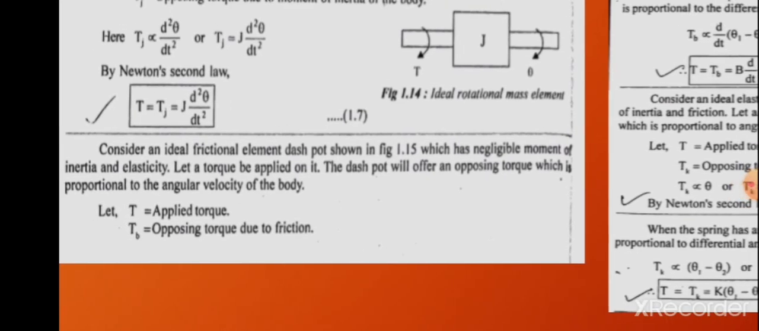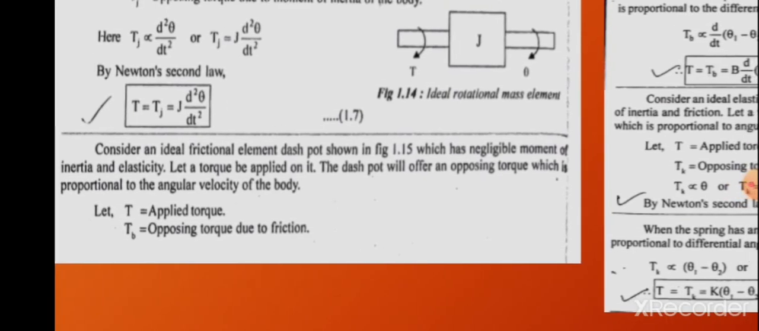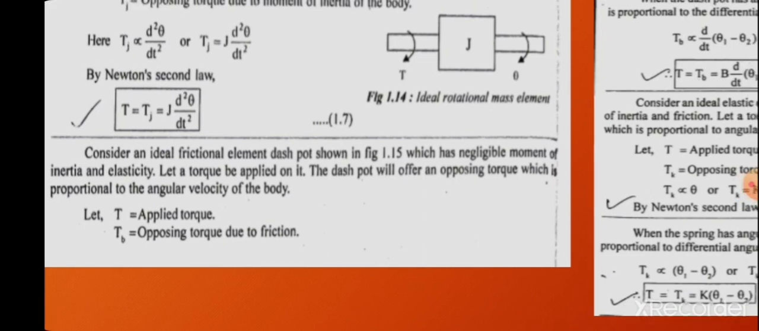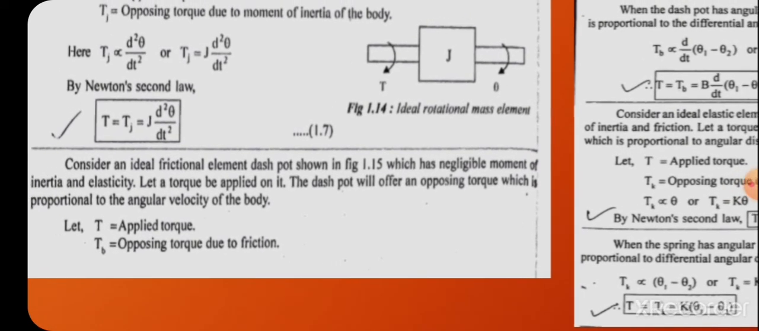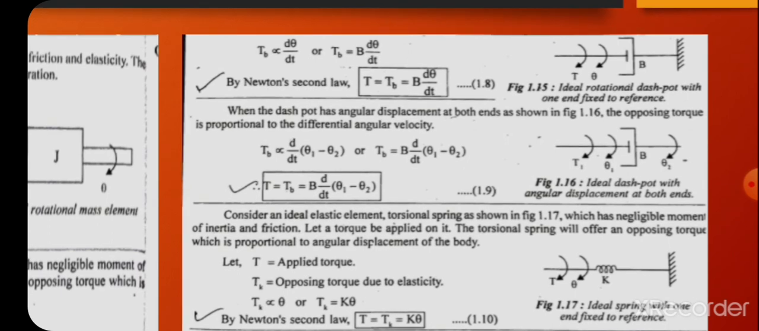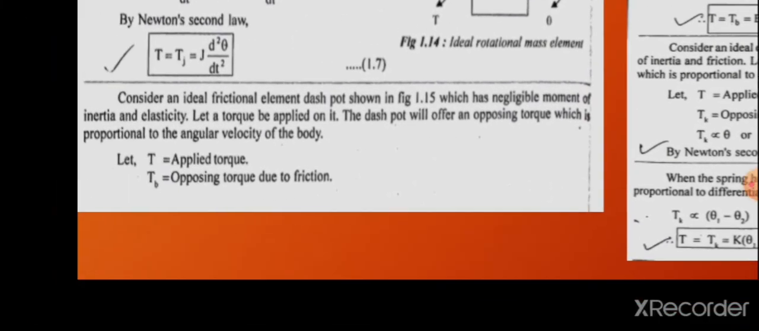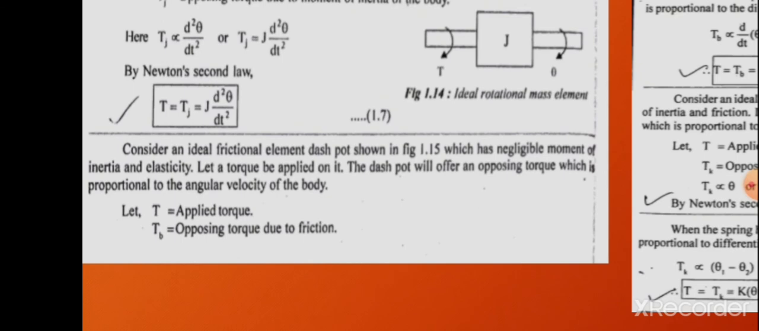So we can write for the ideal frictional element, the dashpot. When we are considering it, we are assuming that it has negligible moment of inertia and elasticity, and we are applying an applied torque capital T on it. Due to the applied torque T, there will be an opposing torque in the dashpot, and that can be represented as capital T suffix B. So TB is the opposing torque due to friction in the case of the dashpot.